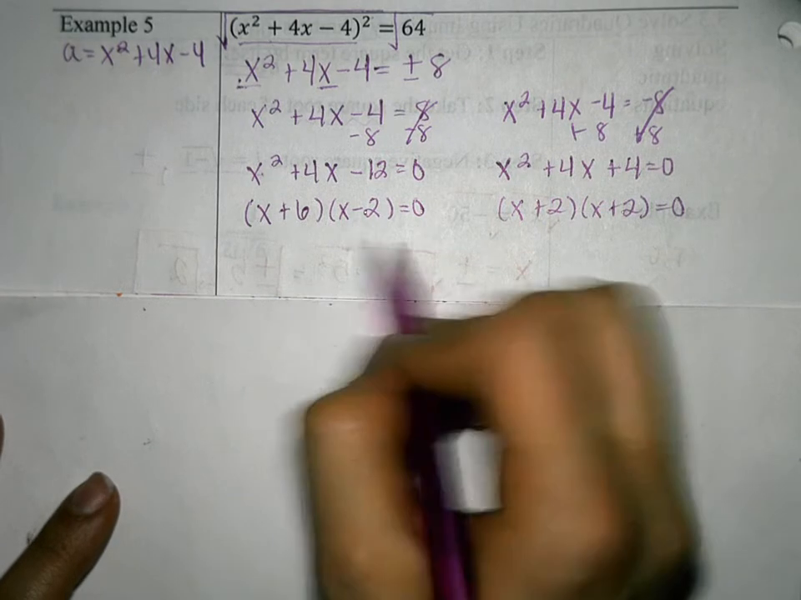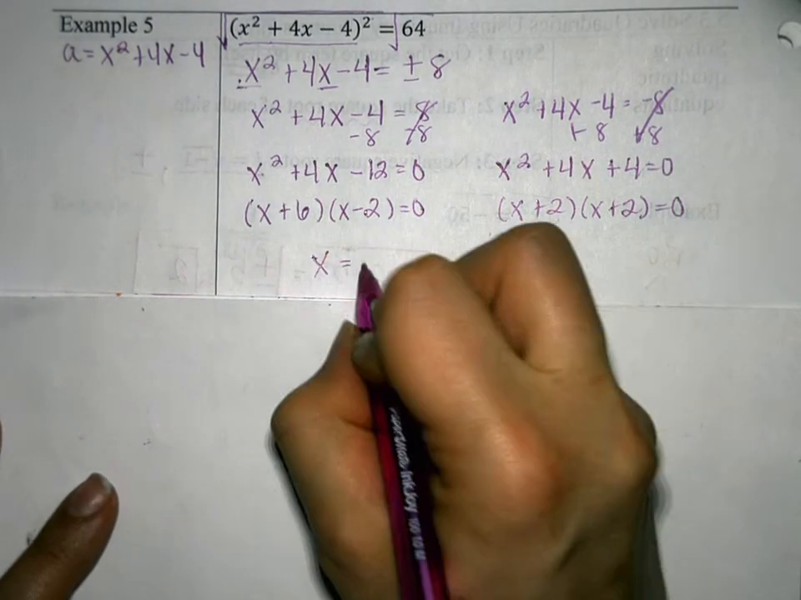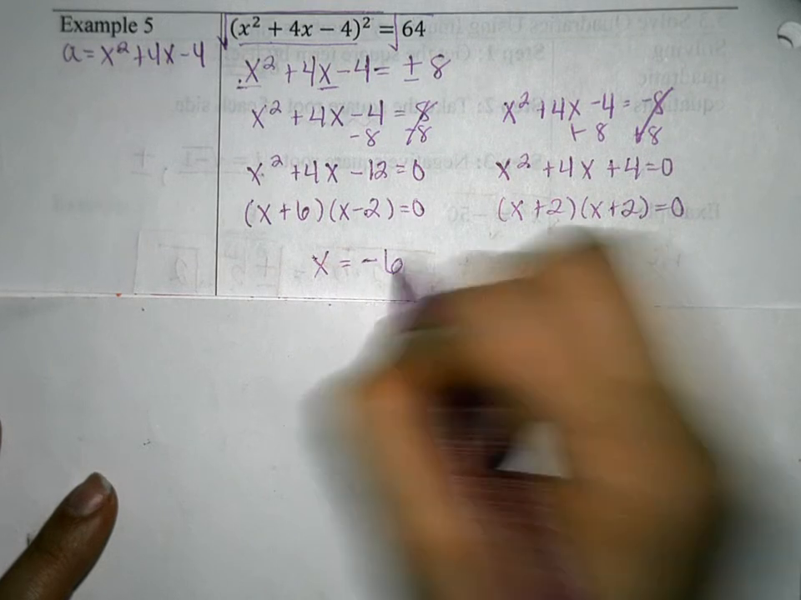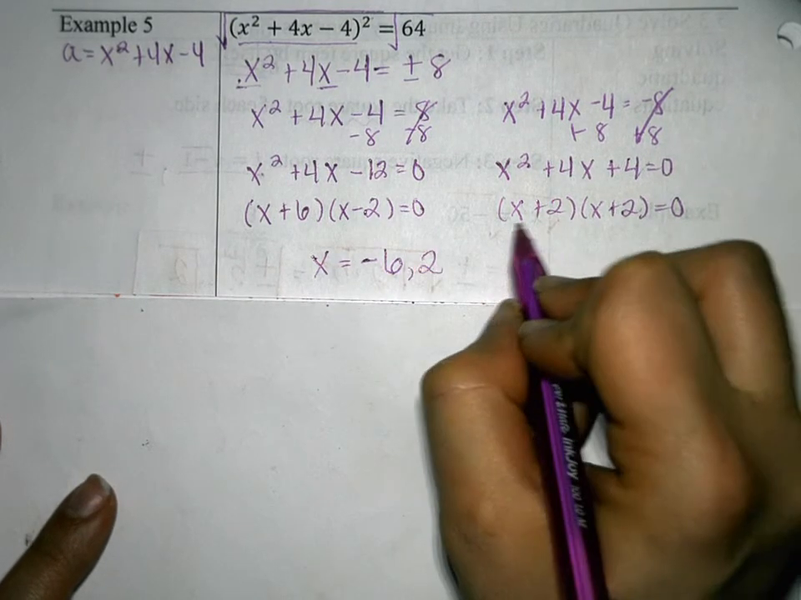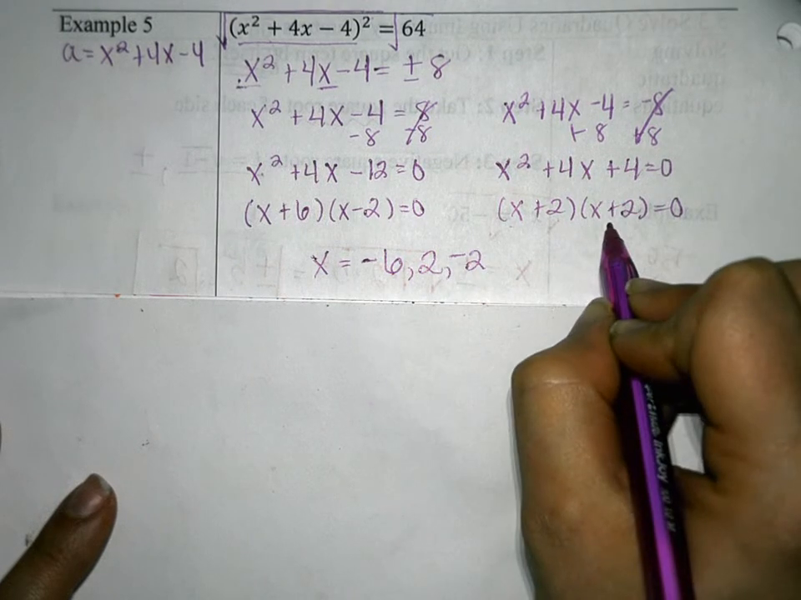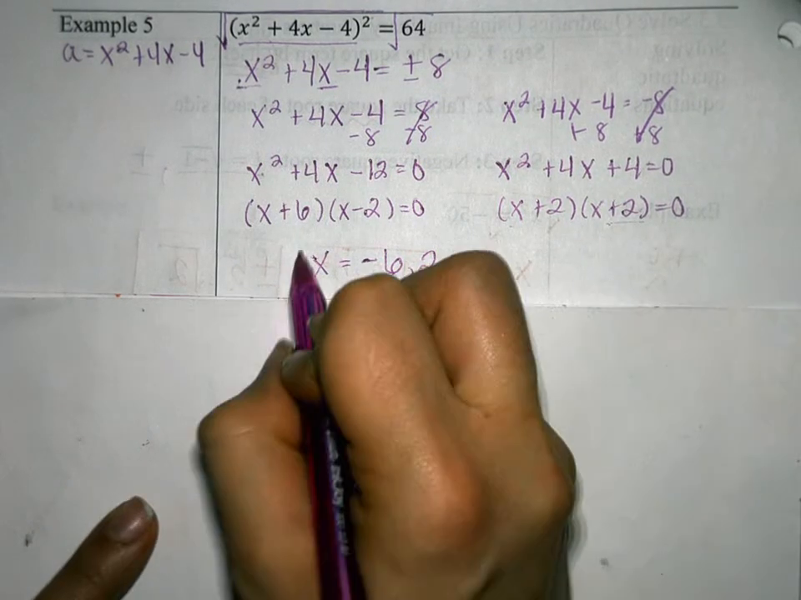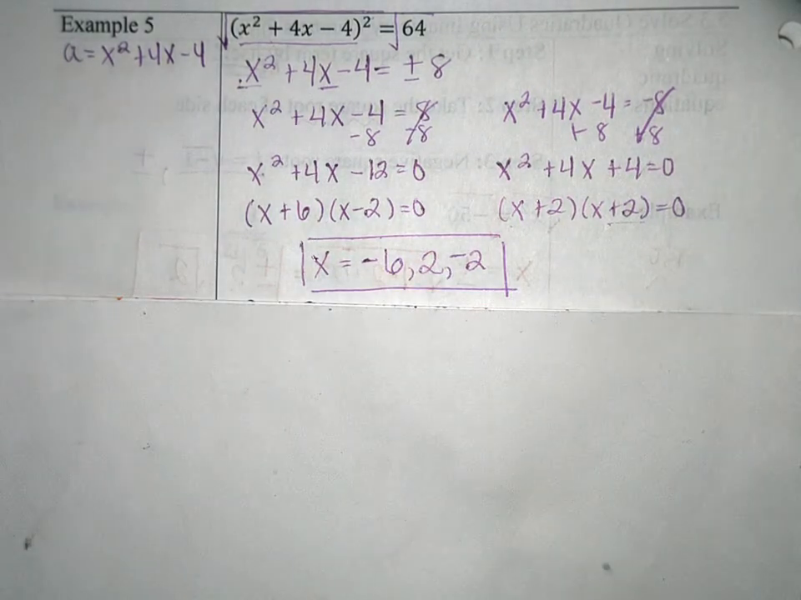So we want to get each of these equal to 0. So when I set each one equal to 0, I get x equals negative 6, positive 2. This one gives me negative 2. And this one also gives me negative 2, so I only have to write it once. So my answer comes out to negative 6, positive 2, and negative 2.